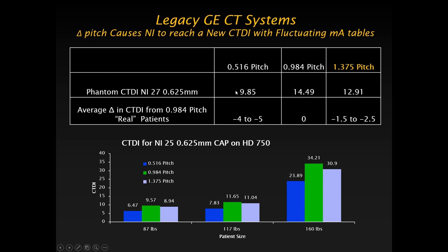We'll start with the phantom, where we used a noise index of 27 and a 65 millimeter slice thickness. For the exact same value, a change in pitch gave me 10 millirad when I used 0.5, gave me 15 millirad when I used a pitch of 1, and gave me 13 millirad when I used a pitch of 1.4.